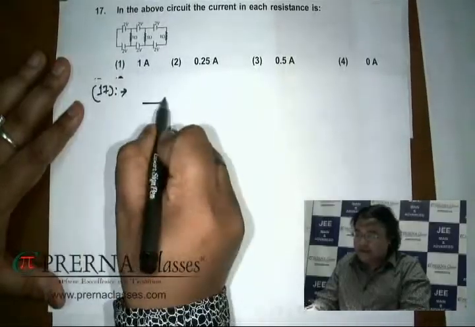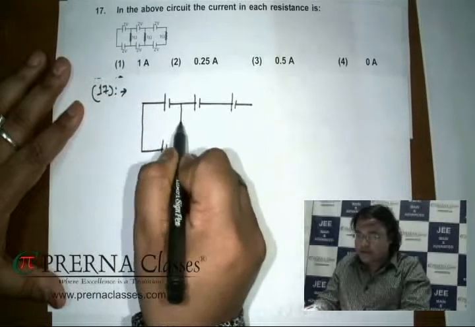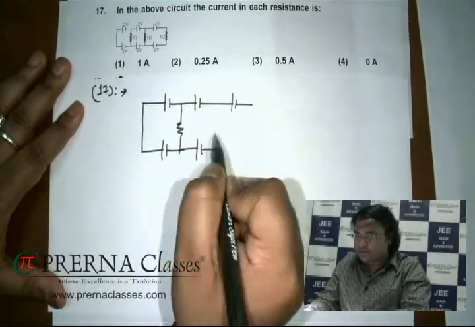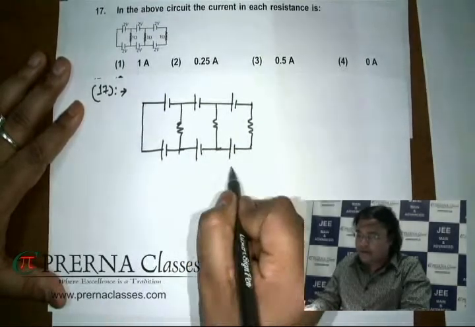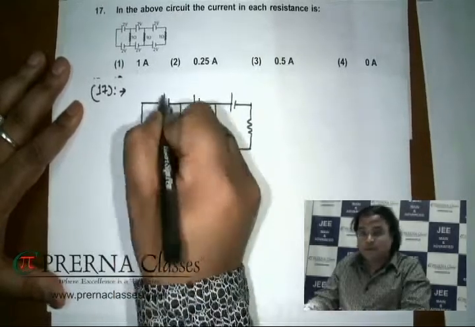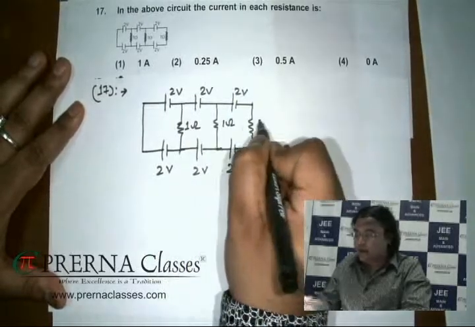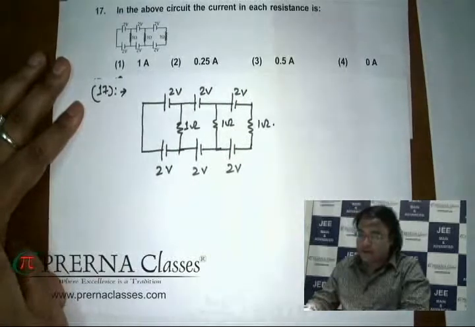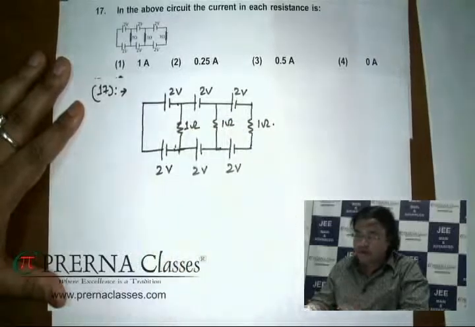Okay, next one, that means question number 17. It is based on the KVL. Here the given circuit is a multiple battery and resistor setup. Okay, all the batteries given here are 2 volt, 2 volt, 2 volt, with resistance of 1 ohm. The whole setup is symmetrical. So if we consider the potential difference between these two points, it will be 0, so definitely the current will be 0.